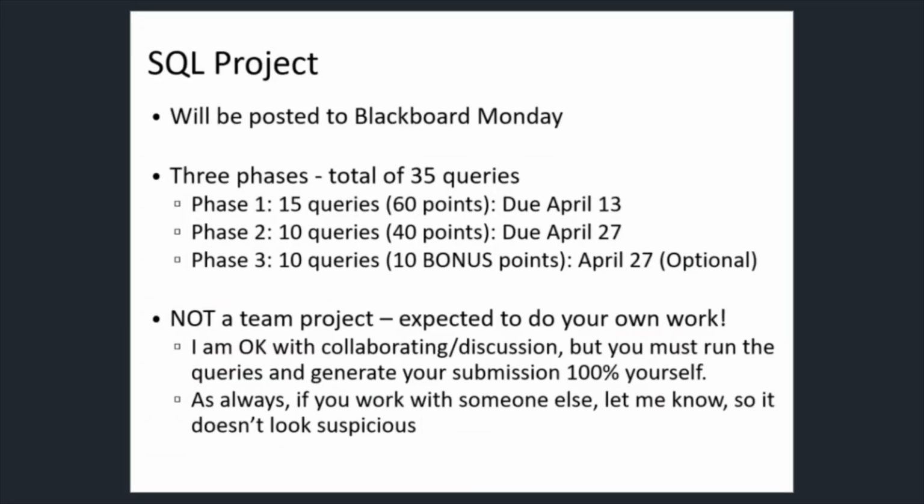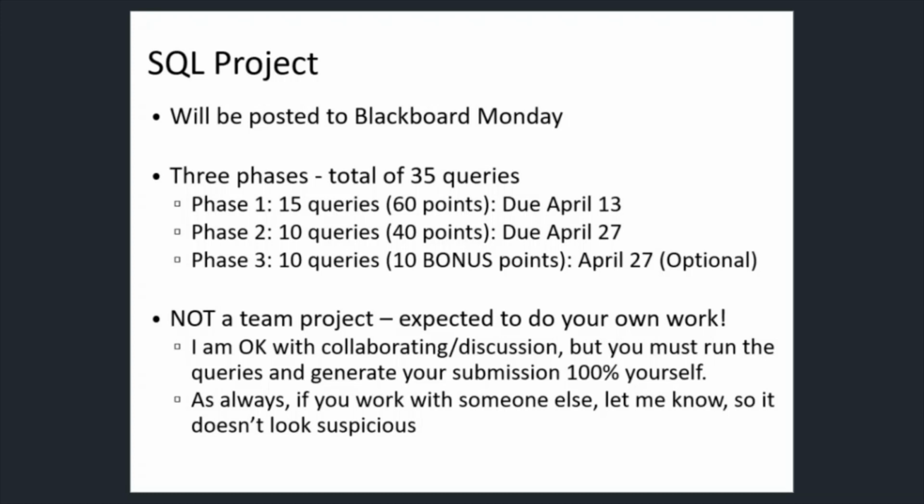The next major thing that we need to discuss is the SQL project. I plan to post the SQL project to Blackboard on Monday, March 23rd. It consists of 3 phases with a total of 35 queries. Phase 1 has 15 queries, Phase 2 has 10, and Phase 3, the extra credit, has 10.